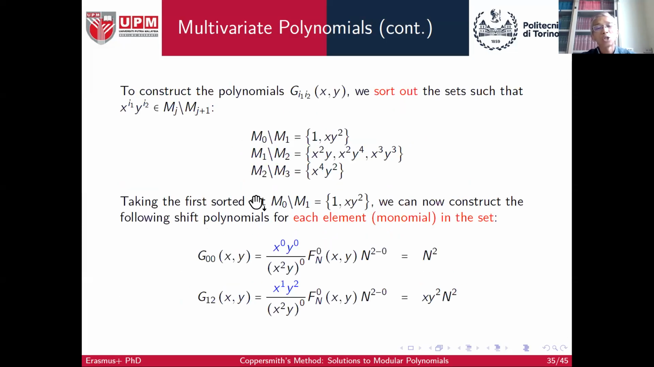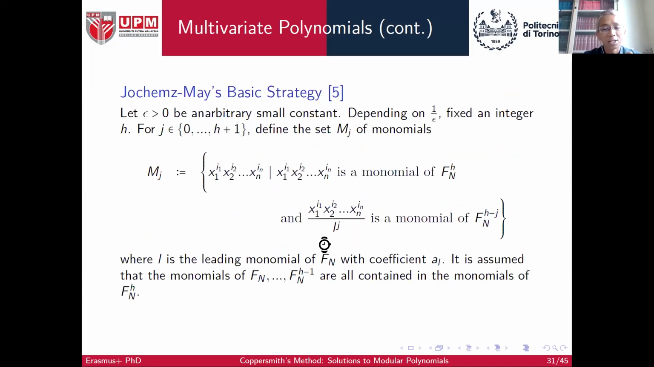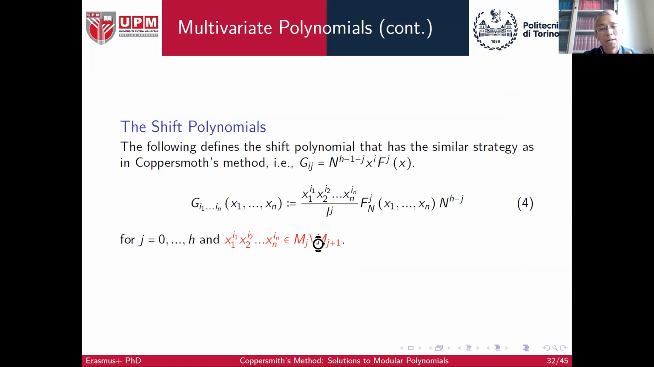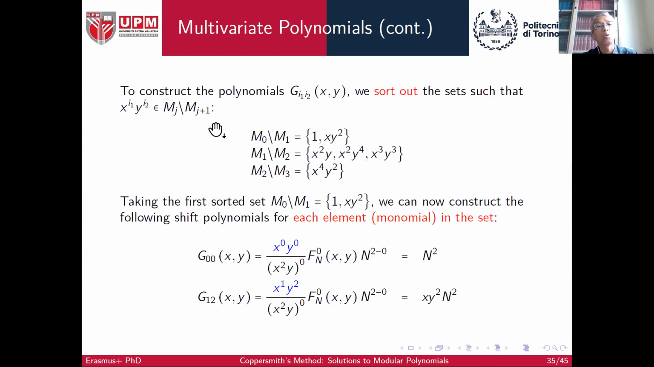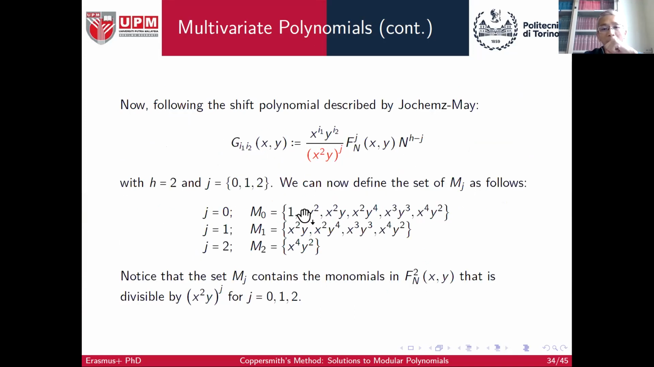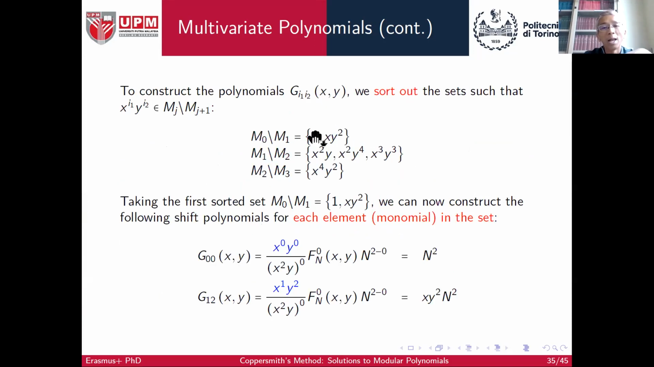And then we can start to perform the next sorting. That is, we want to find what monomials are in the current set, but not in the subsequent set. So this is actually based on this highlighted part. Again, after we group and sort, the next sorting is to find what monomial is in the current set, but not in the subsequent. So when we compare M_0 and M_1, the only ones that are in M_0 but not in M_1 will be 1 and xy^2. Then we compare M_1 and M_2.